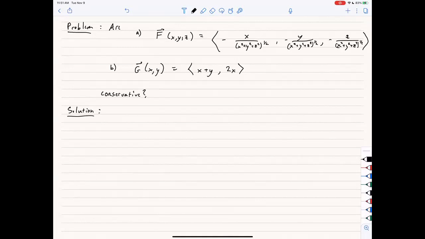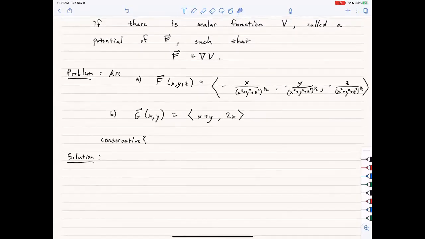One way of going about this, and certainly at this stage, is just to say, okay, what does it mean? Let's look back at the definition. For this to be conservative, it means there's some scalar function so that these together are equal to the gradient of the function. So for A, we just say, okay, well, F is conservative if there's a V so that F is equal to the gradient of V, which is Vx, Vy, Vz.